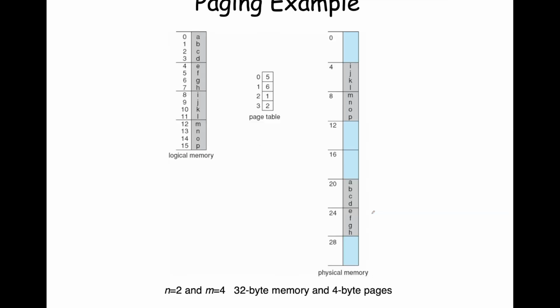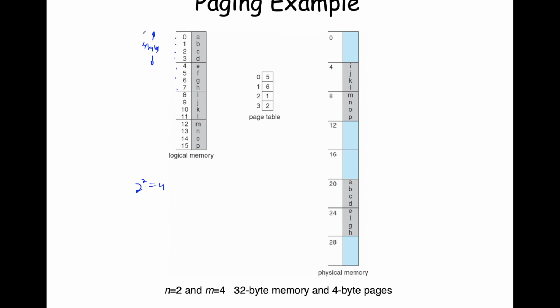All right. And so here's a more sophisticated example. This is also in the book. And here we have logical memory. In this particular case, the number of bits for our logical address is 4 bits. Of those 4 bits, 2 of them are going to be the offset. Because 2 to the 2 is equal to 4, that means we have pages that are 4 bytes long. So that's byte 0, 1, 2, 3. That's byte 4, 5, 6, 7. So each page is 4 bytes long.